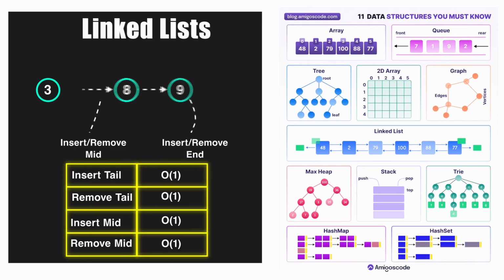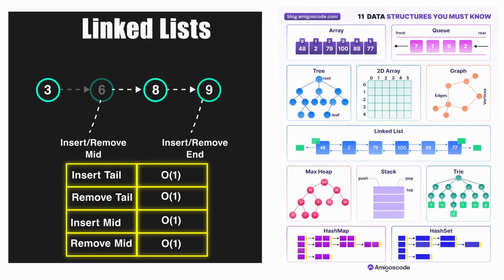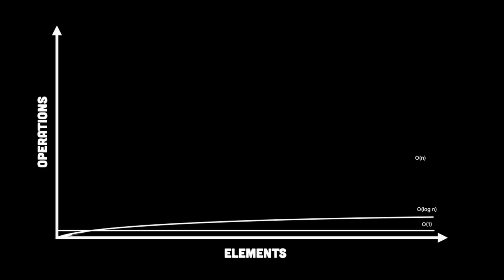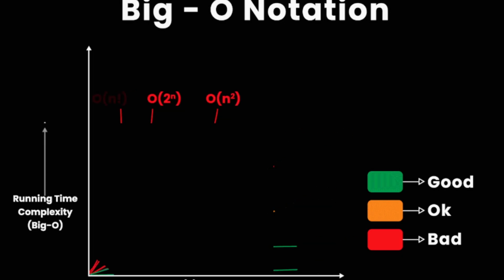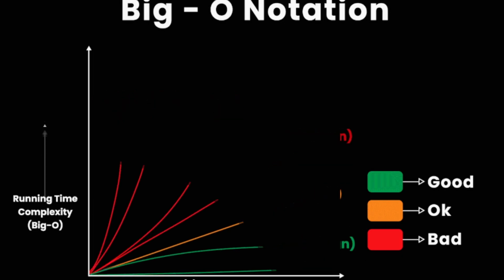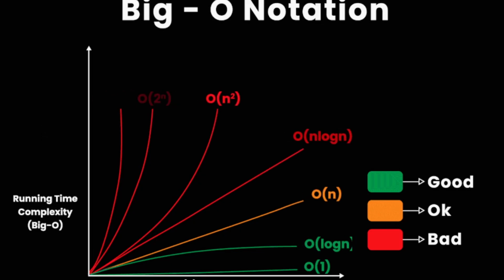So you lose that instant O of 1 access for retrieval. You do. But what you gain is the ability to insert or delete elements anywhere in that chain in O of 1 time, which is perfect for data streams or buffers. Okay, so we have speed and flexibility, but what about organizational logic? How do we build decision-making into the structure itself? Now you're talking about trees.